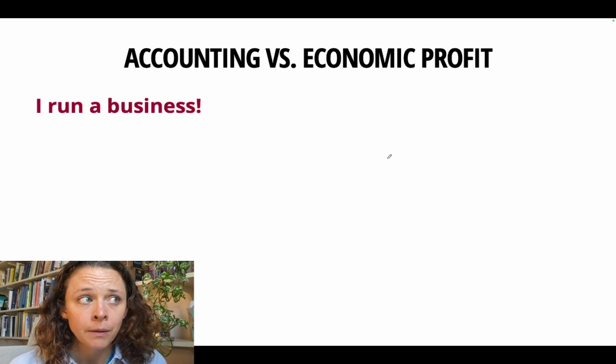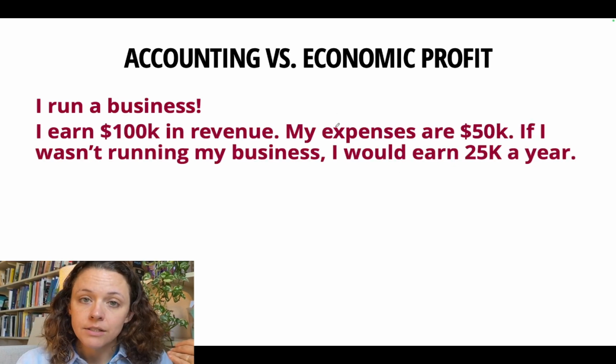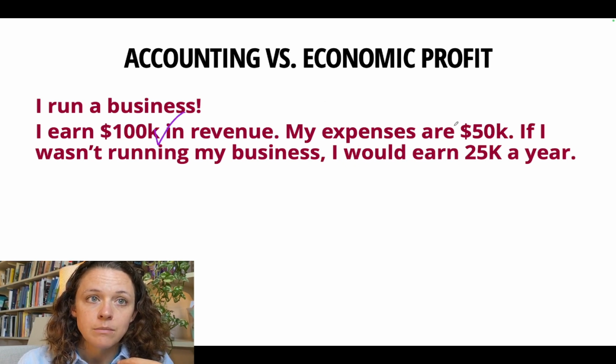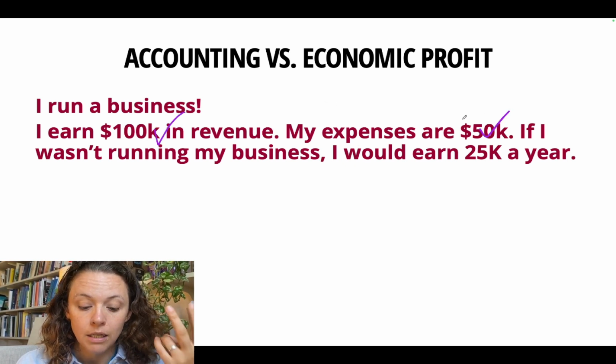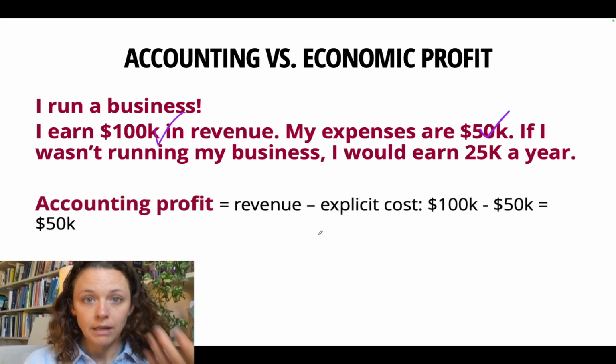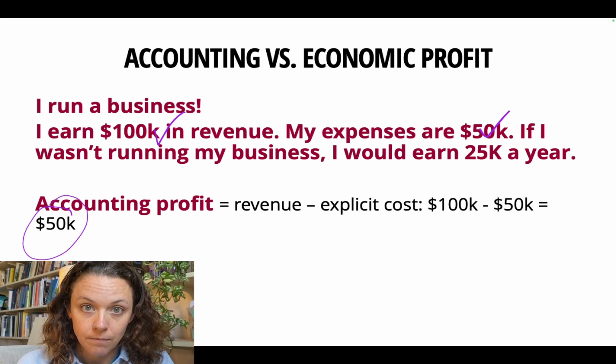So as an example, I run a business. Let's say I earn $100,000 a year in revenue and my expenses are $50,000. So from the perspective of accounting, these are the two things that matter: money in and money out. And so in that way, our accounting profit would be all the money in minus all the money out. We would make on paper $50,000 a year.